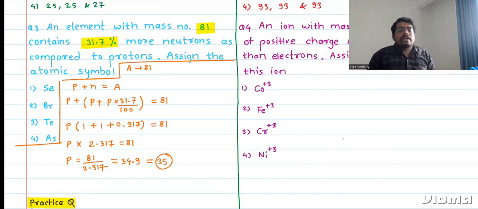We know that 35, not atomic mass, it is the atomic number of the species. It's the atomic number of bromine. So the second option is correct.